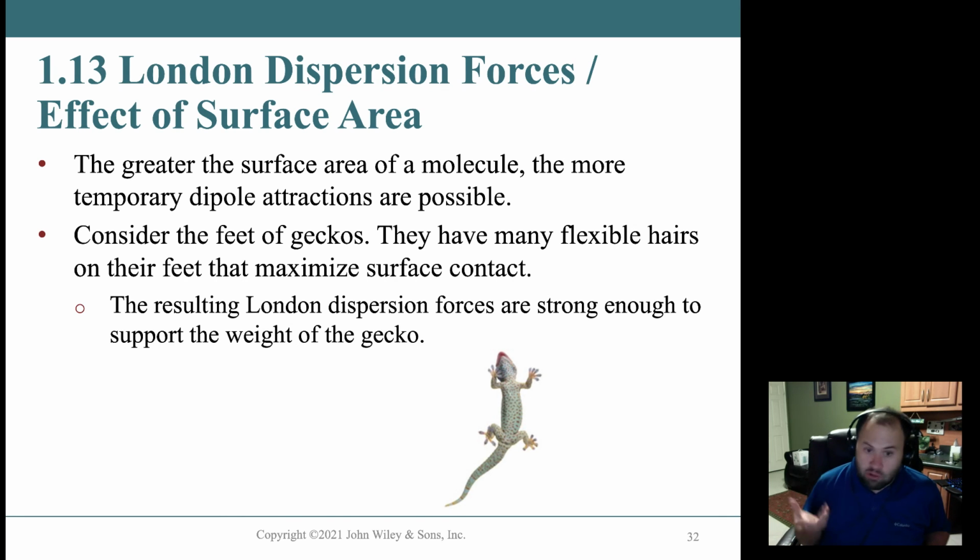For example, Velcro I mentioned, as well as the feet of geckos. Their stickiness to the walls and such, these lizards, they're due to London dispersion forces, and yet they're able to support their weight because the molecules that are creating those forces on their hairs, they spread out over a wide surface area.